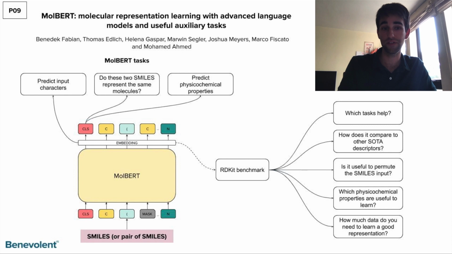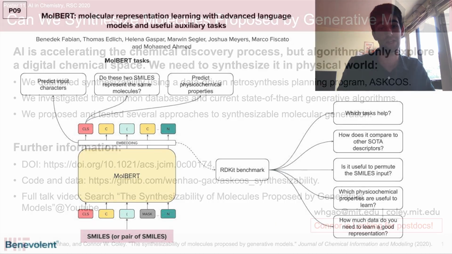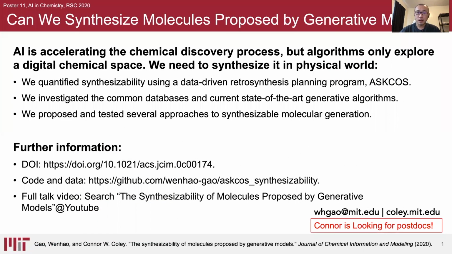Based on the results of this benchmark, we explore various questions. Which tasks are beneficial for learning useful representations? How does our method compare to other state-of-the-art descriptors? We also conduct several ablation studies, trying to answer questions such as whether it's useful to permute the input SMILES, or it's better to stick to the canonical form. Also, which physicochemical properties are the most useful? We also investigate how much data is necessary to learn these representations. If you also find these questions interesting, please come to our poster to discuss our work. Thank you.